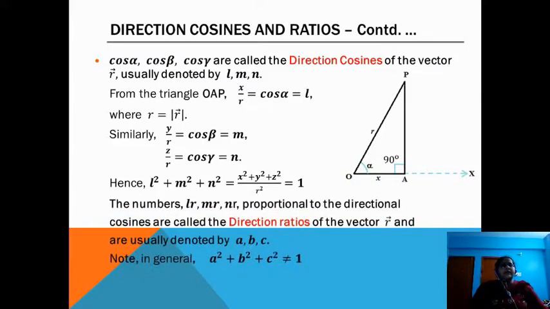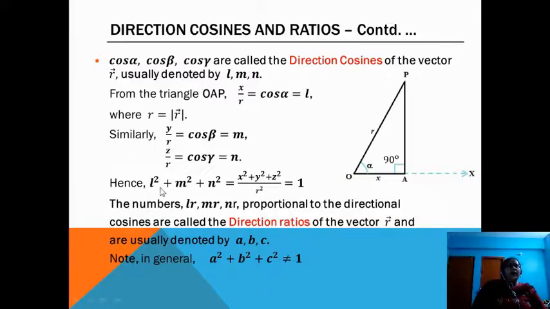And the next thing, direction ratios, these numbers Lr, Mr, Nr. We can see here Lr, that is nothing but x, basically the x component, Mr is the y component, and Nr is the z component. These are of course proportional to these direction cosines. So these are called the direction ratios of the vector r and are usually denoted by a, b, c.